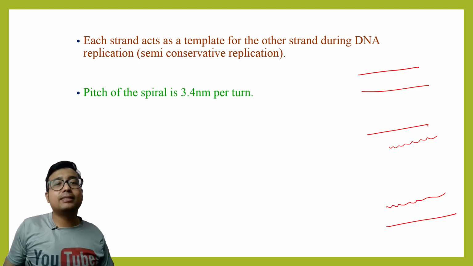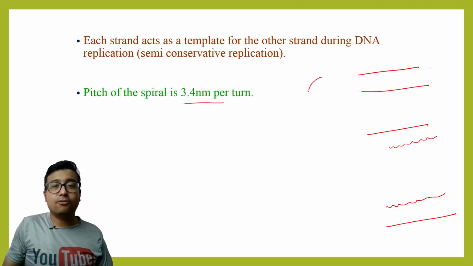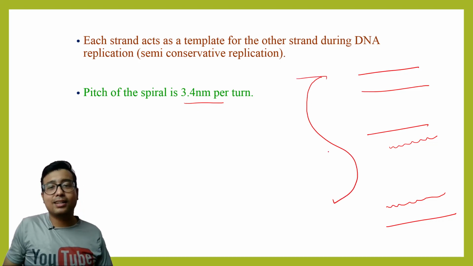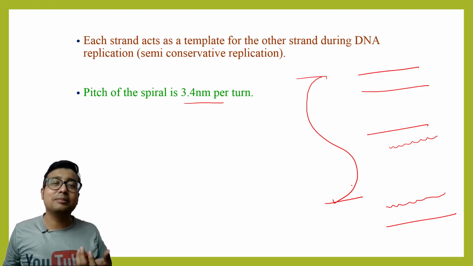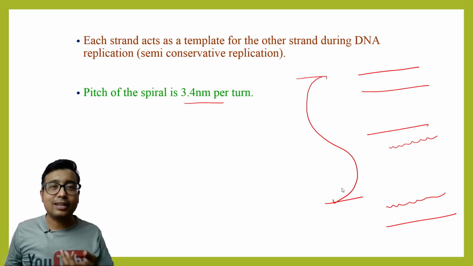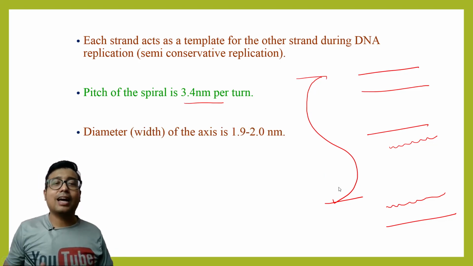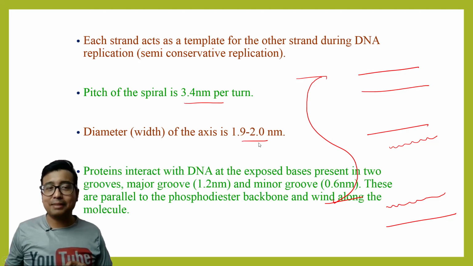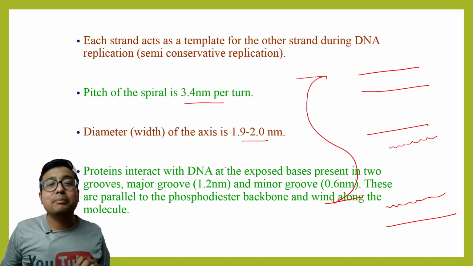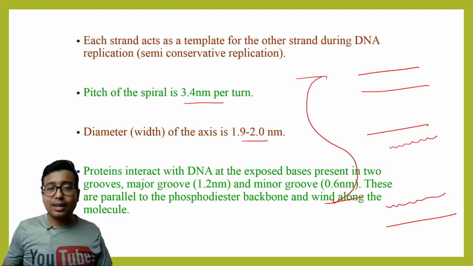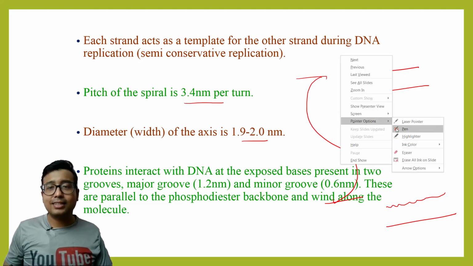Now, I told you the pitch of the spiral is 3.4 nanometer per turn. I am telling you again and again, one turn, 3.4 nanometer, because these are the questions that will be asked repeatedly in MCQ and in Viva. Diameter, the width of the axis, is 1.9 to 2 nanometer, same thing. And what's the importance of the major and minor grooves? You can see, I'll just erase this so that you can see.